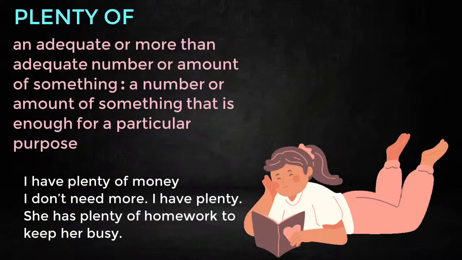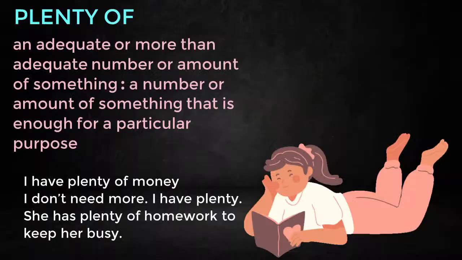She has plenty of homework to keep her busy. She has the adequate amount of homework to do. Homework is uncountable. So she has the adequate amount of homework to do. Awesome. So she's gonna be busy for a while.